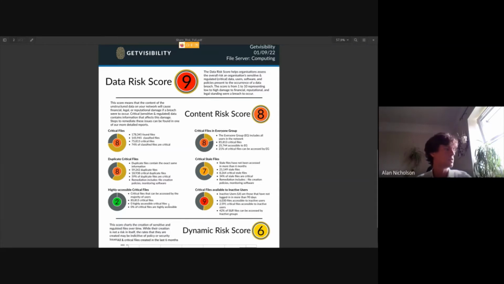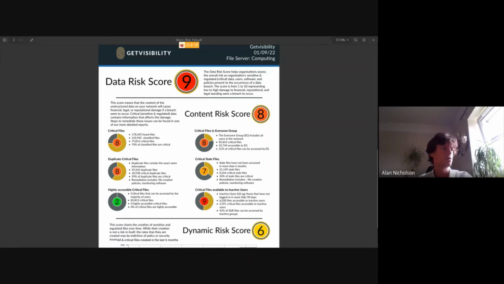In highly accessible critical files, it's similar to the everyone group, but we're not basing it on just a group. We assess all the users and groups in an Active Directory and their access to critical data. So this is a more comprehensive view than the everyone group one. Again, even if this is quite small, it will be a quite high score. Even 1% or 2% of critical files available to the majority of an organization is something that needs to be remediated quite quickly.